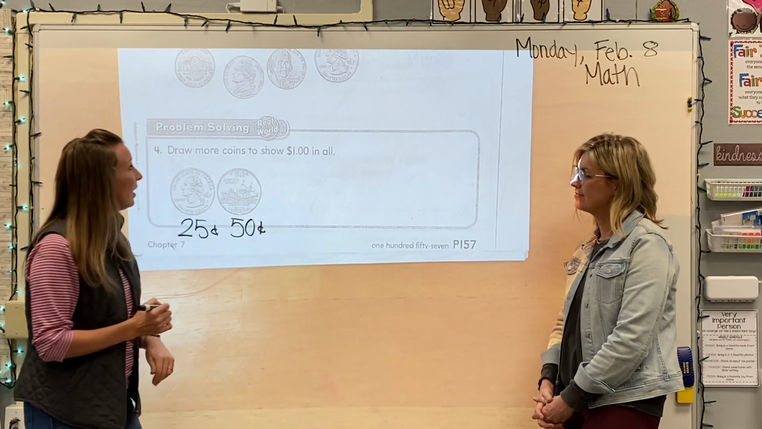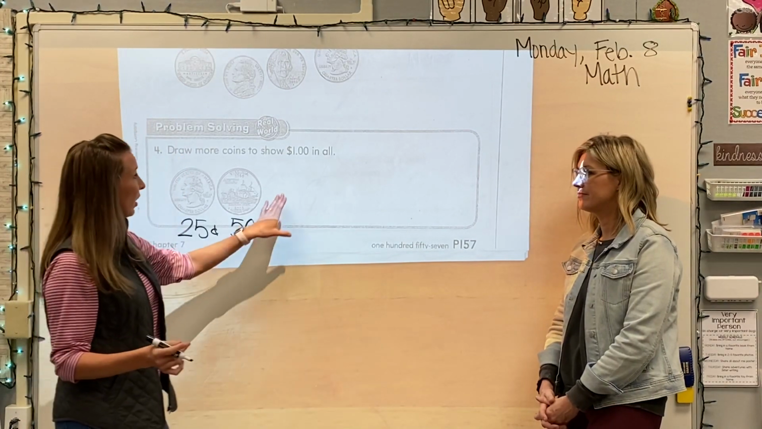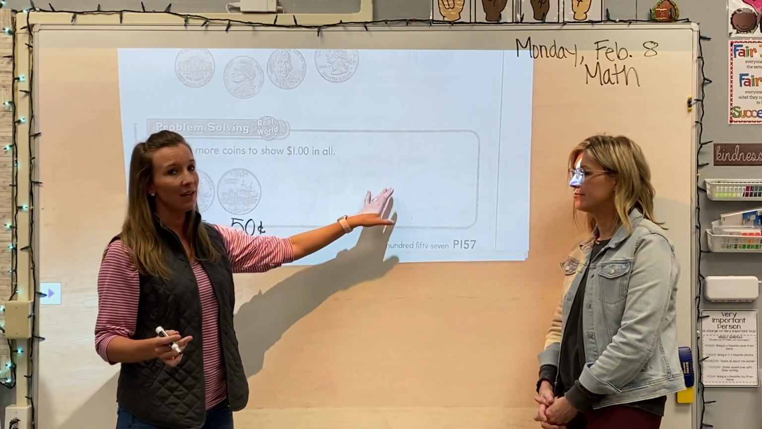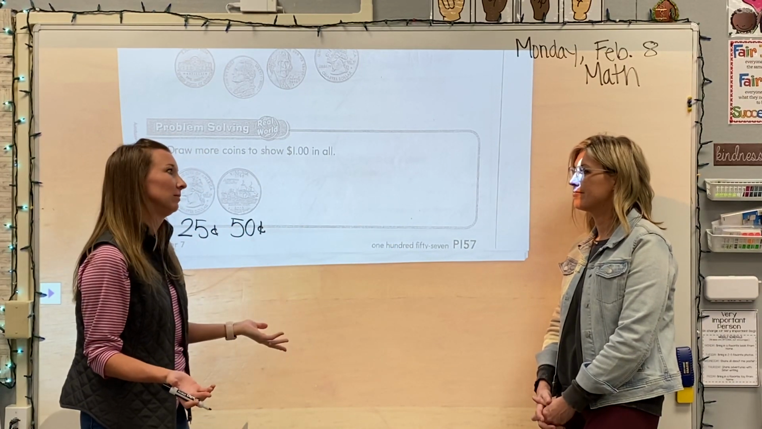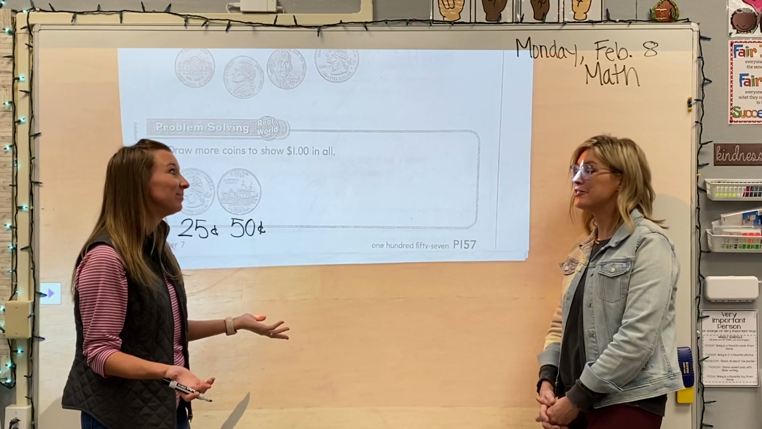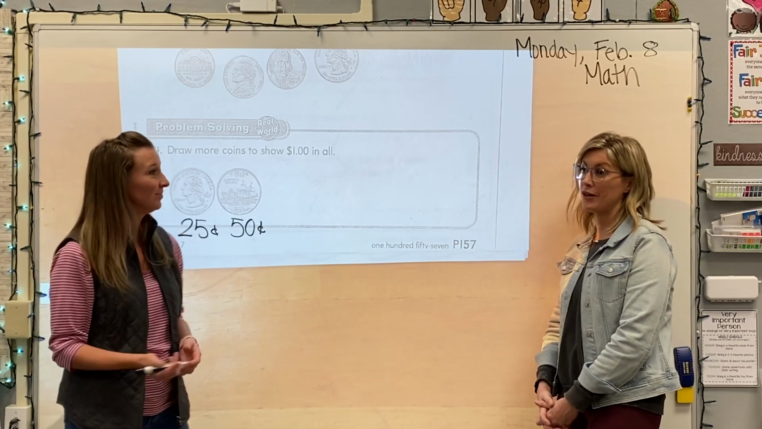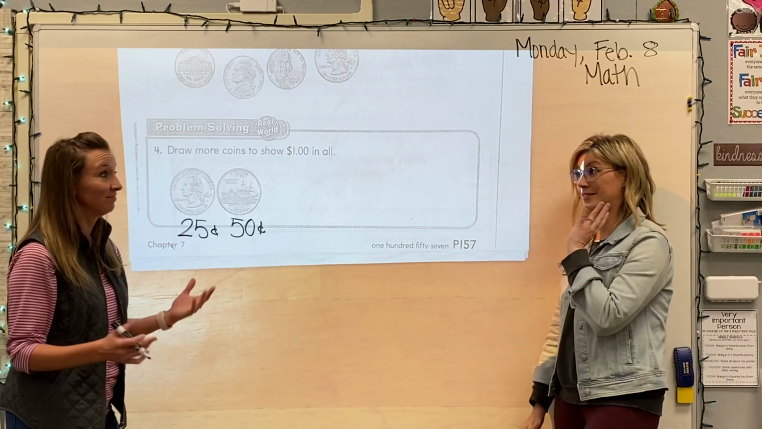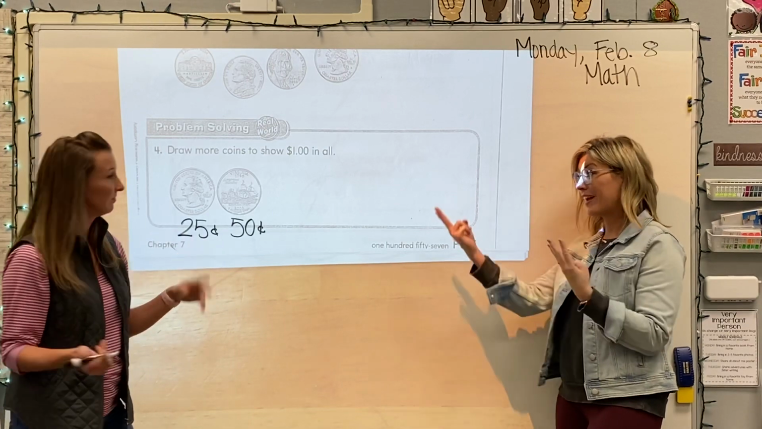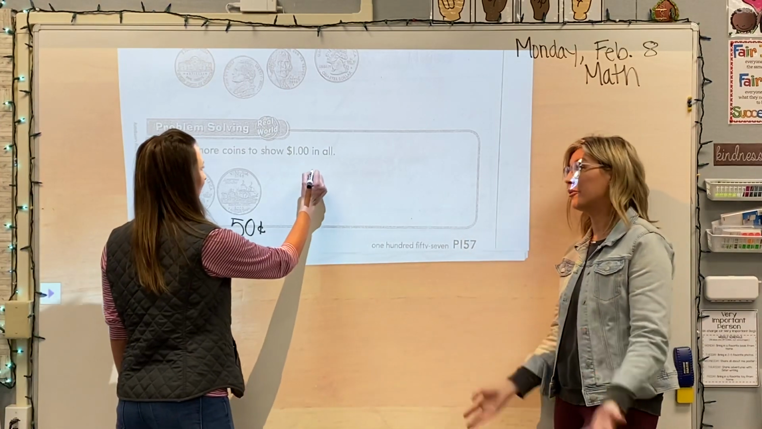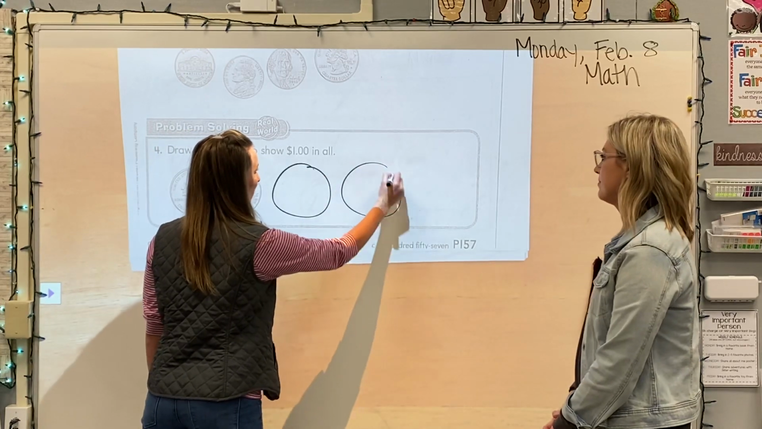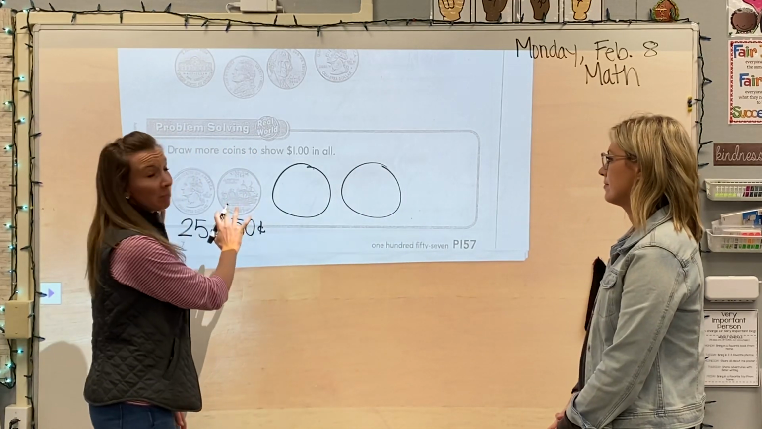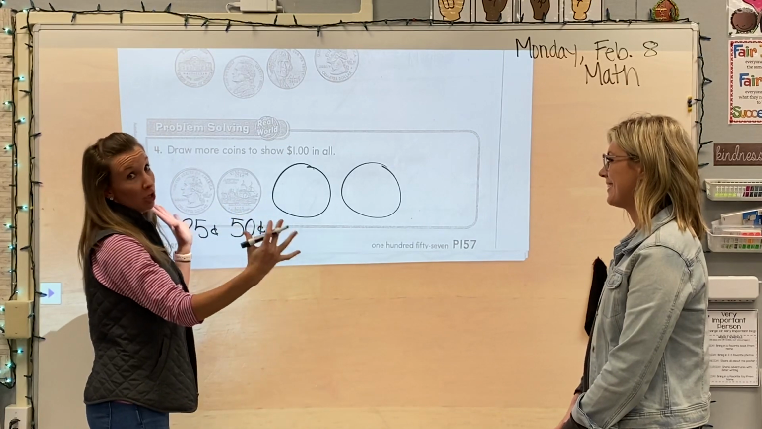All right. Our students need to come up with more coins to get them to $1 total. Well, this is easy because we just told you that the quickest way to get to $1 besides a dollar bill is 4 quarters. So if you already have 2, you really just need to draw 2 more. So a way that they could draw 2 more quarters might be 2 big circles. I didn't do the best job keeping them the same size, but I'm a big drawer, okay?